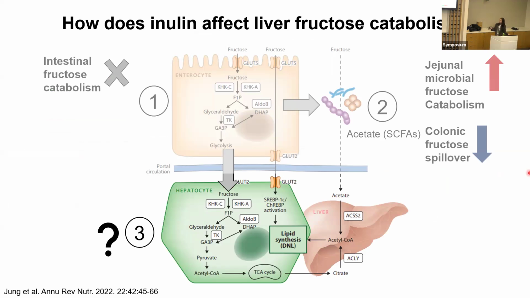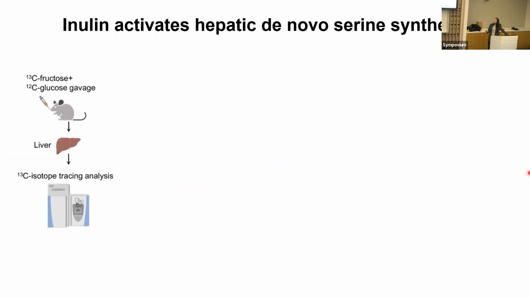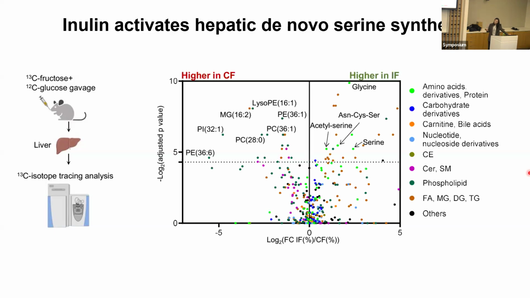Okay, so next we wondered what happened in the liver tissue, since inulin strongly suppresses fat accumulation in the liver. Where does that fructose carbon go? So next we used the fructose isotope and analyzed the labeled metabolites. And surprisingly, you can see here, we could detect highly increased labeled glycine and serine level in the liver.